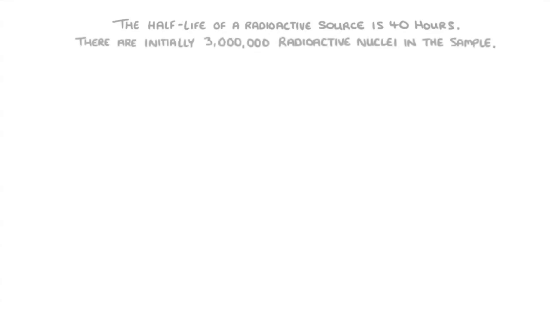Before we finish, let's try one quick question. The half-life of a radioactive source is 40 hours. There are initially 3 million radioactive nuclei in the sample. How many nuclei will remain after 5 days?